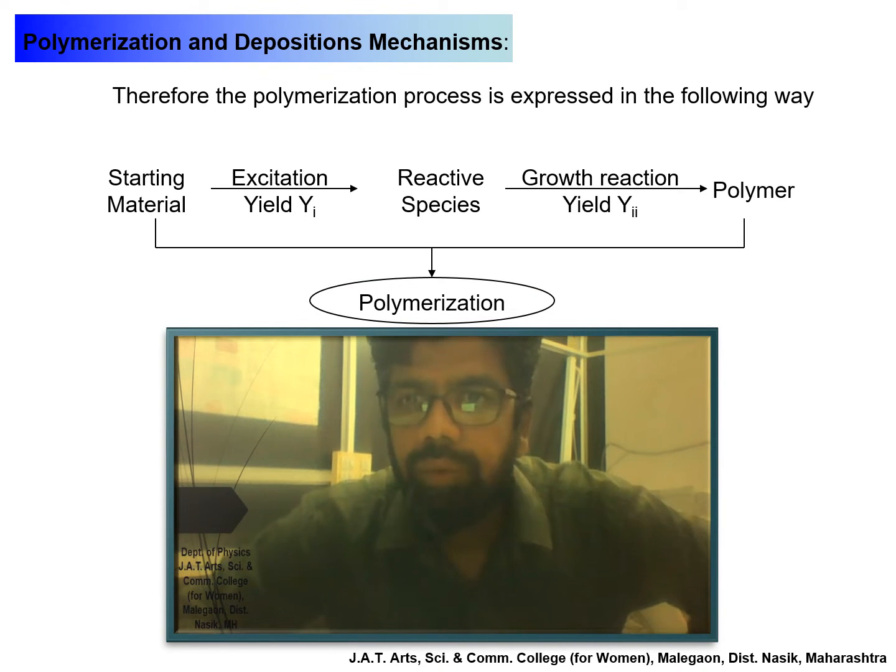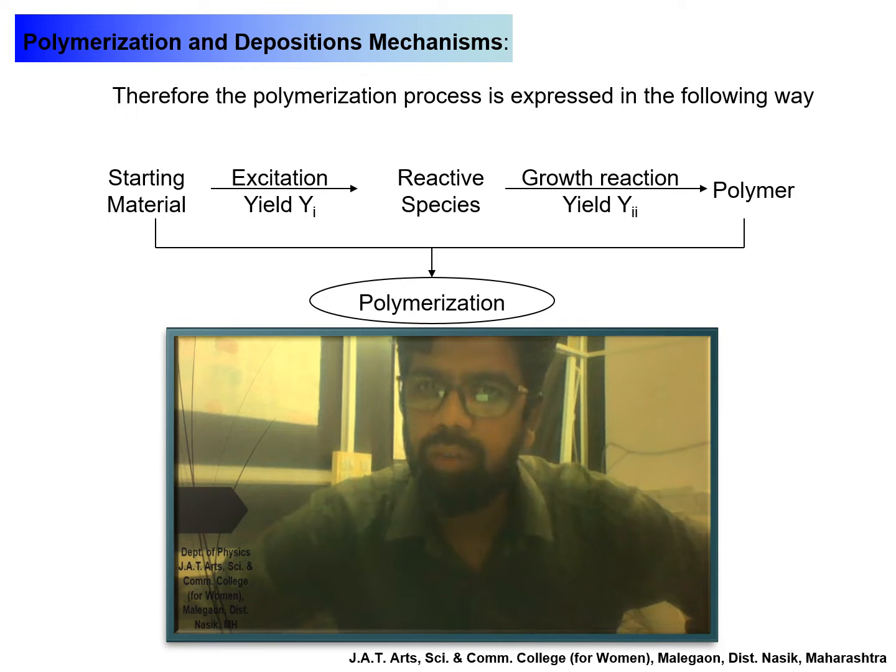Till now we have seen polymerization and the types of polymerization. Now we will see the polymerization and deposition mechanism by using a simple flow chart. The polymerization process is expressed in the following way. It requires a starting material. The starting material is the monomer, which is a volatile liquid.